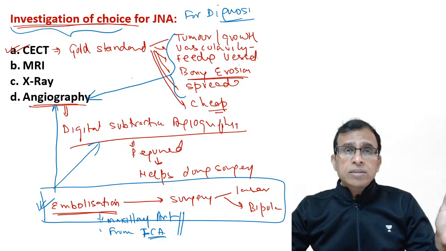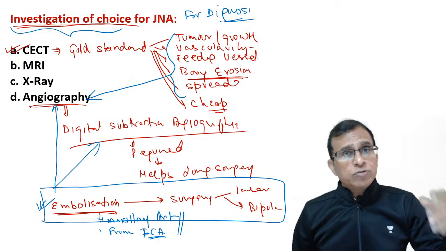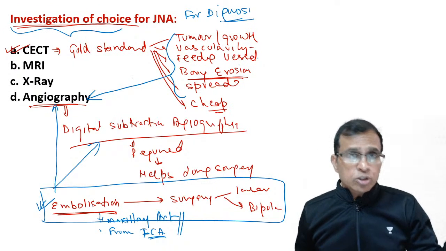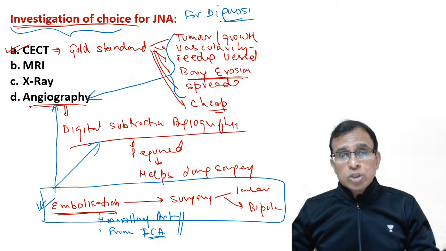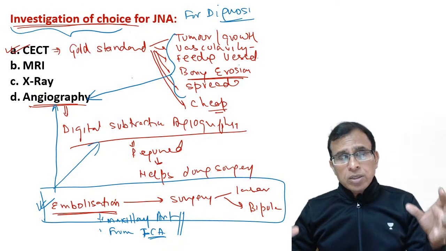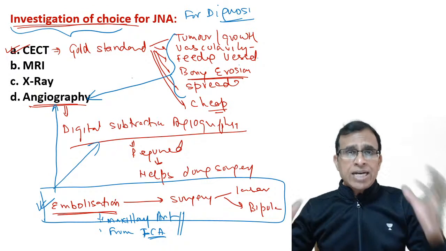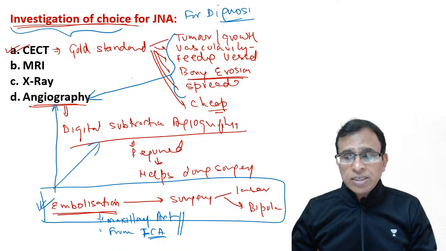Both are risky because in both you have to inject dye. In contrast enhanced CT scan, you have to inject some dye. In digital subtraction also you have to inject some dye. So twice you are injecting dye in the patient, so more risk in the patient. So why go with all the trouble? Why not just do one investigation? Saves money, saves time, saves the risk, and radiation exposure, everything is saved.